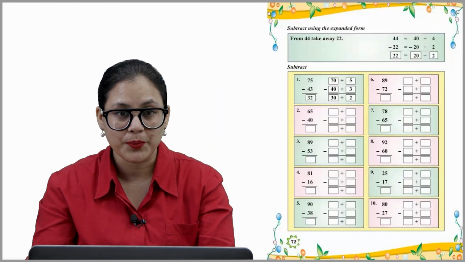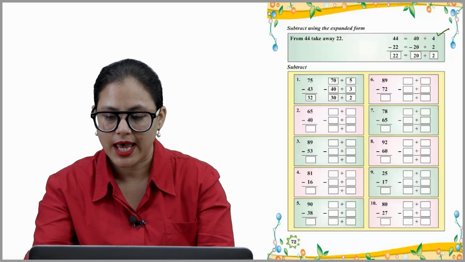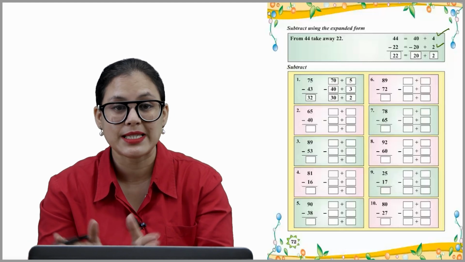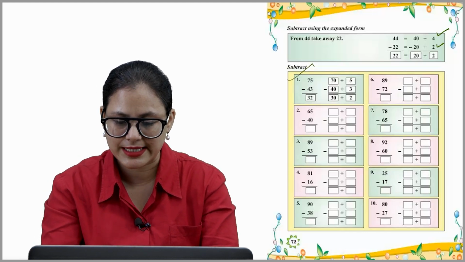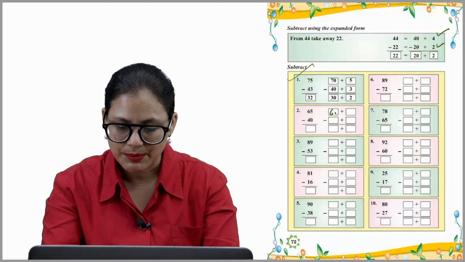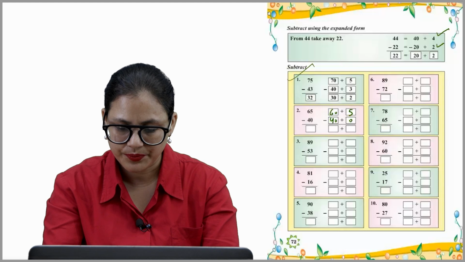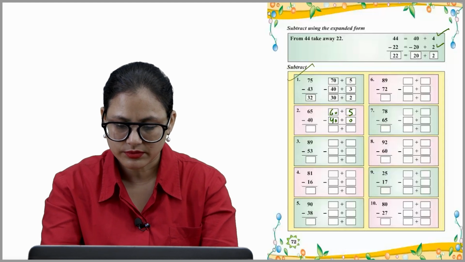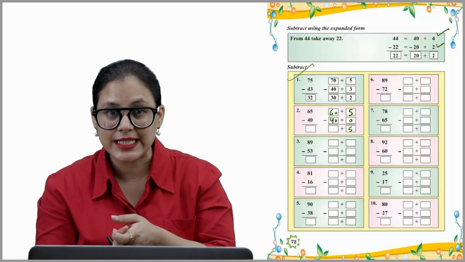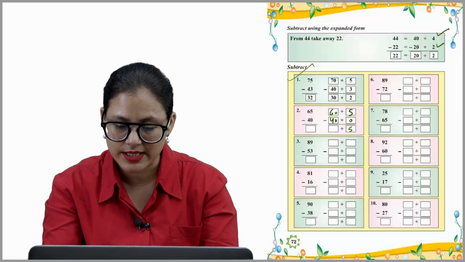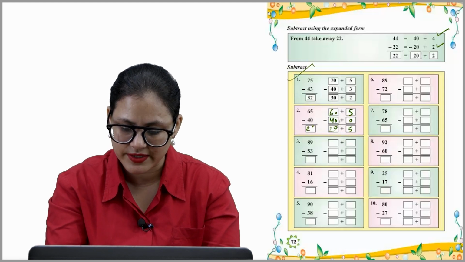Subtract using the expanded form. From 44, take away 22. This is the expanded form of 44 and this is the expanded form of 22, and then we will subtract them. In this question also, one has been done for you. Next one, 65 means 60 plus 5. This is the expanded form. 40 plus 0. Now, 5 minus 0 is 5. 60 minus 40. 6 tens minus 4 tens is 2 tens, that means 20. And 20 plus 5, 25 is the answer.